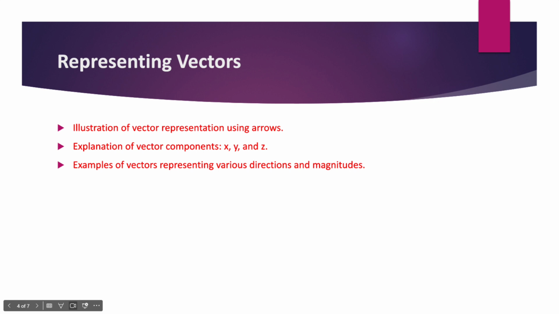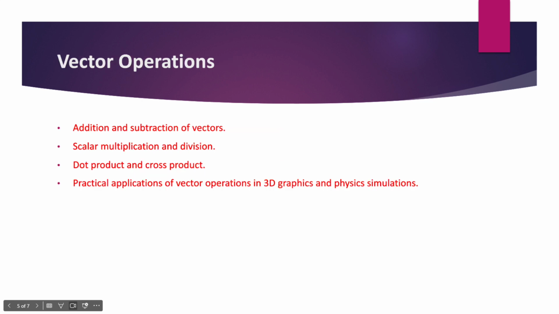Example 3. 3D vector. In three-dimensional space, let's consider a vector with components 1, -2, 3. This means the vector has a magnitude of 1 unit along the x-axis, positive direction, 2 units along the y-axis, negative direction, and 3 units along the z-axis, positive direction. So we draw an arrow extending 1 unit to the right, 2 units downwards, and 3 units upwards from the origin.